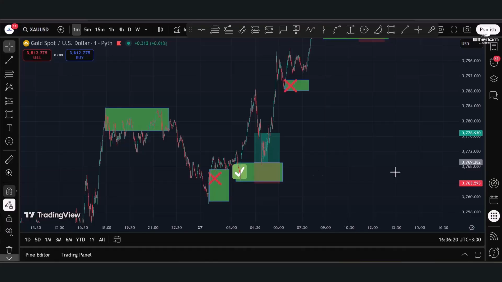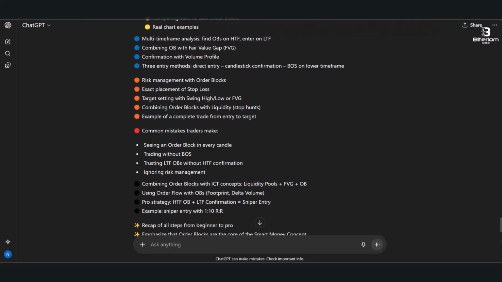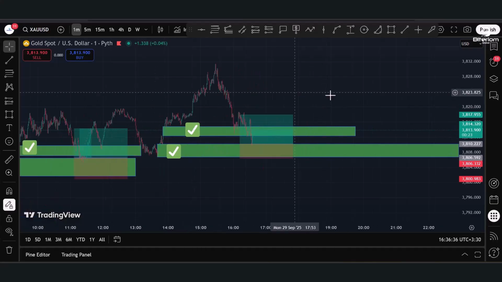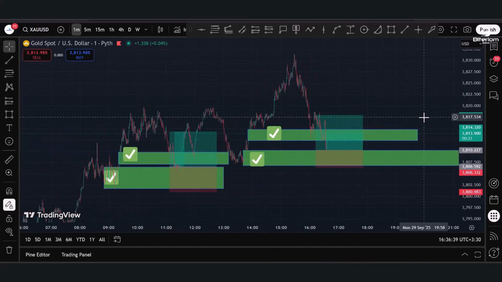It's useful. The next point is about setting targets using swing highs, swing lows, and FVGs. What does that mean? Look, when you enter a trade, you can set your target in a certain way. How do you set the target? Look, swing highs and swing lows. What are they? What does it mean?